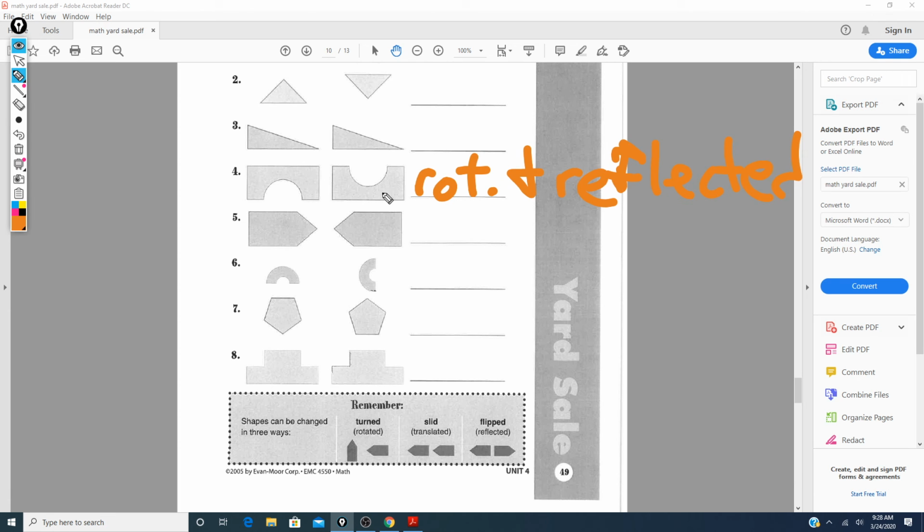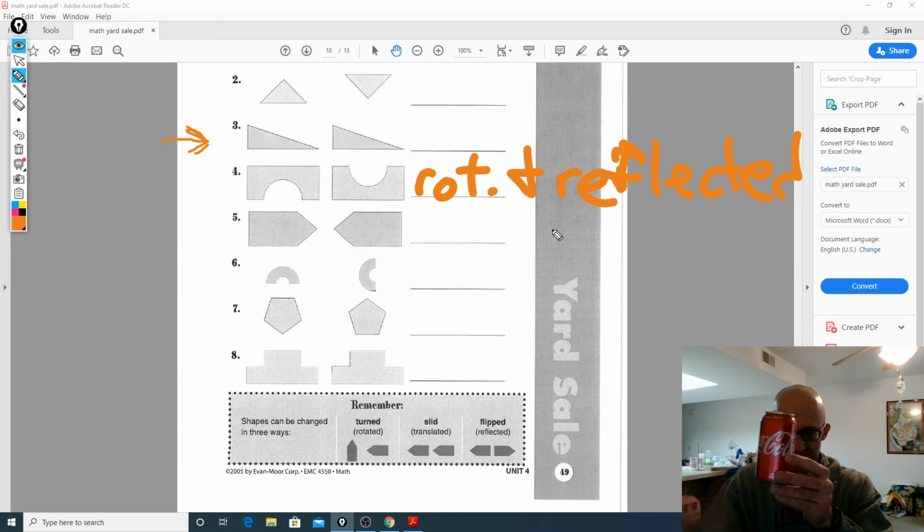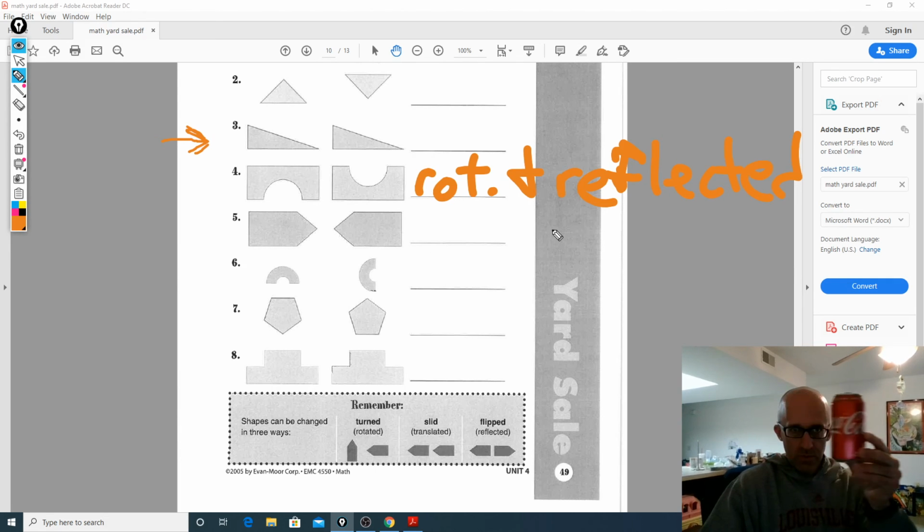Let's take one more. Take the easy one here, number 3. Basically, is it translated? Is it just moved? Does it stay in its same, what they call the orientation, when you slide it? So when you slide this, it stays in its same orientation. Does it do that? I mean, that's translation.